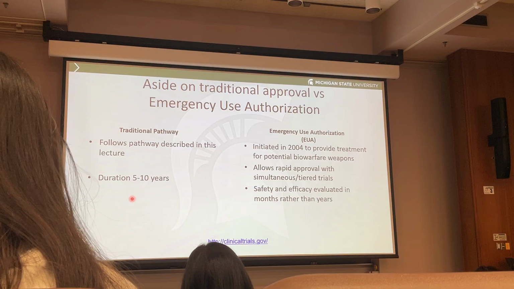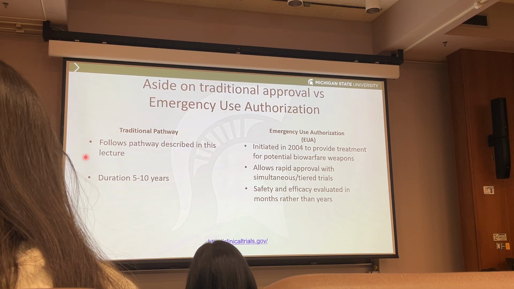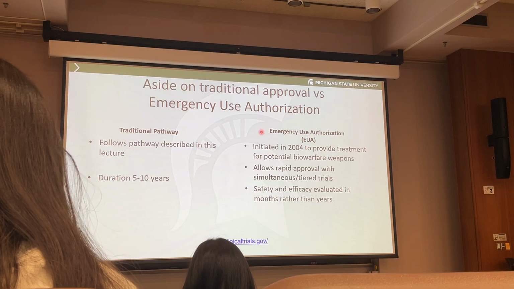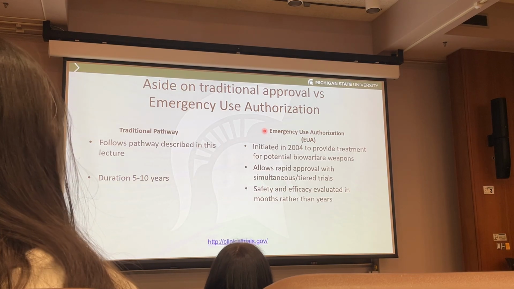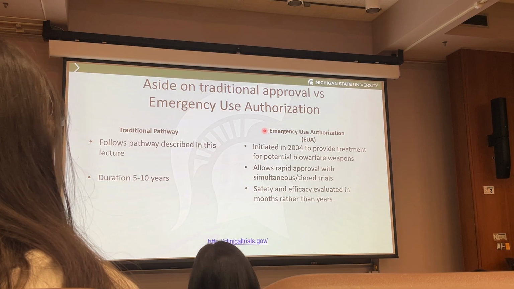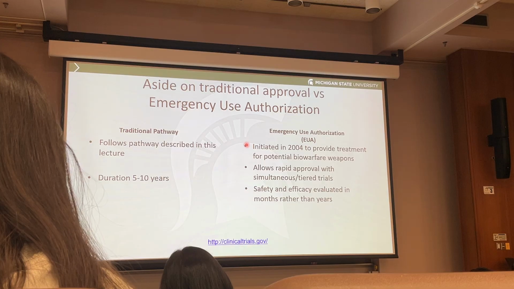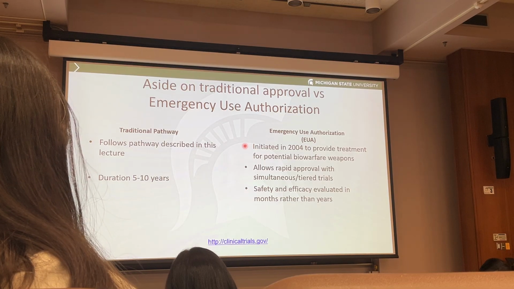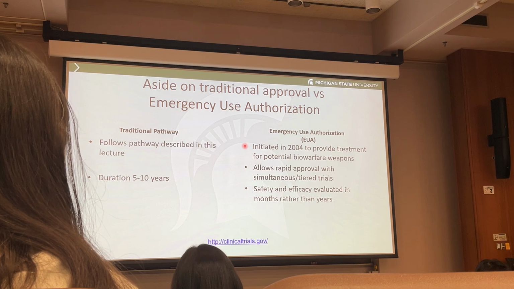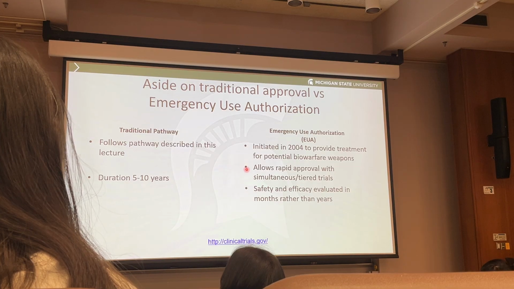Okay, so quick aside on what we just talked about, which is the traditional pathway that follows these steps, 5 to 10-ish years. All of us just lived through the pandemic, and that required the emergency use authorization, or EUA, of the mRNA-based vaccines. This started in about 2004 when we were meddling in the Middle East, and there was a concern that biowarfare agents were being used against soldiers, so a number of agents were fast-tracked using the EUA to allow for rapid approval.